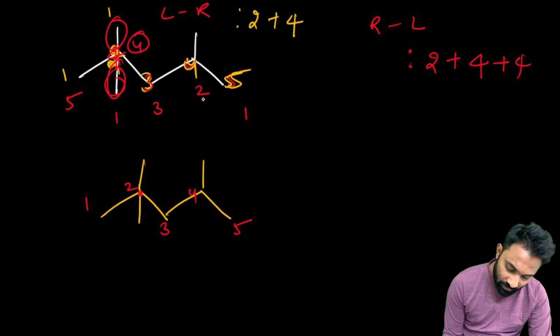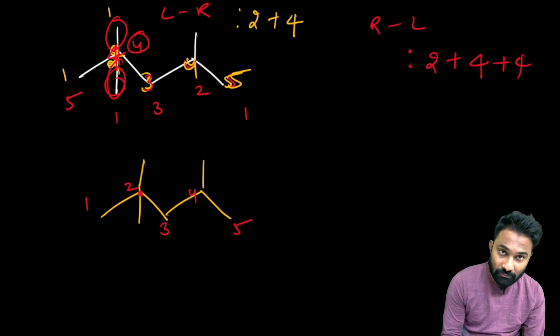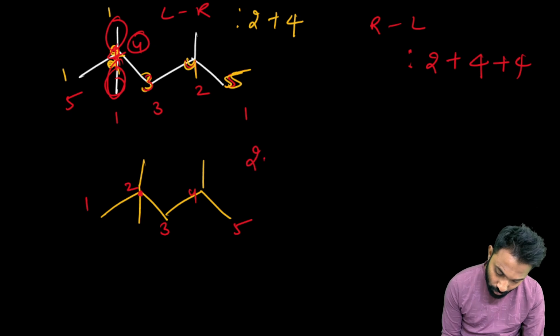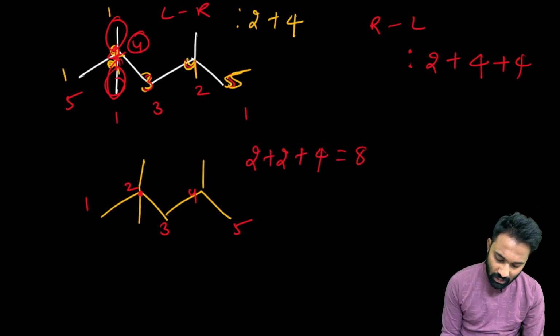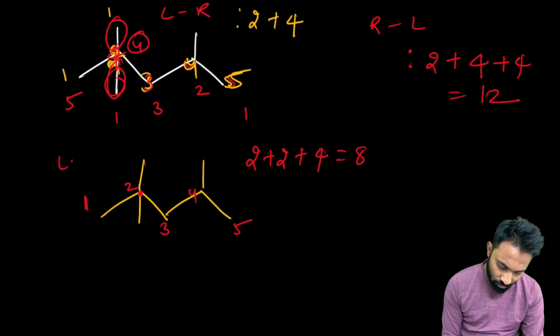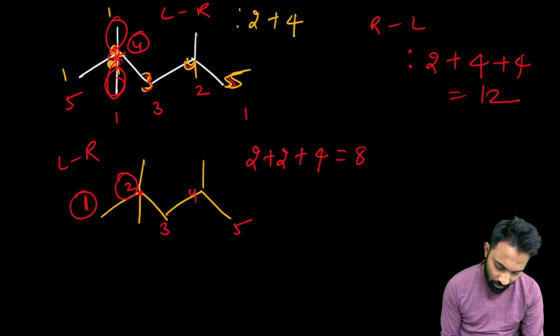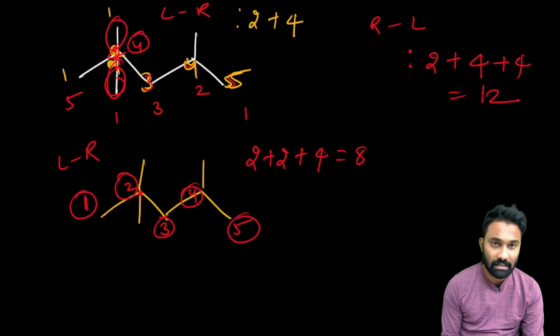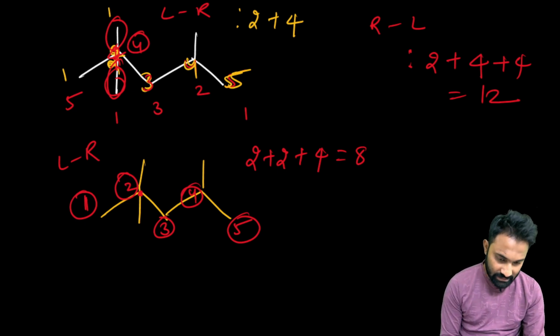If you give the numbering from which one? Right to left, two substituents. If you give the numbering from left to right, now the substituents are getting 2 plus 2 plus 4. Then the overall locant sum is 8. Here the overall locant sum will become 12. So the numbering will be from left to right only, not right to left. So the numbering will be followed 1, 2, 3, 4, 5. Clear? In this manner you have to cross check. Now next we will go with another example.